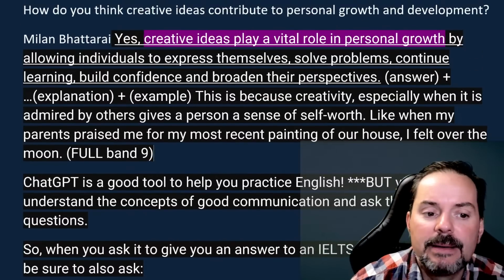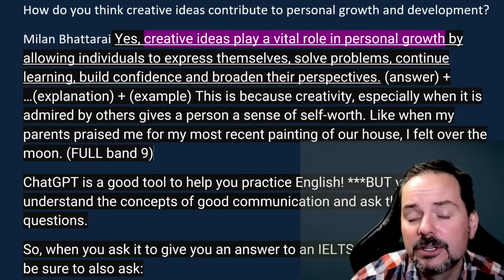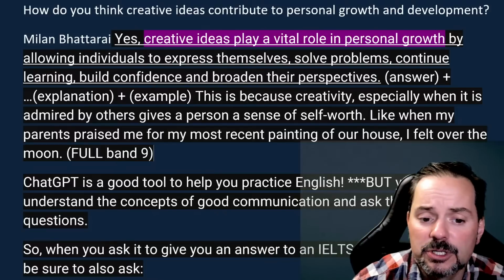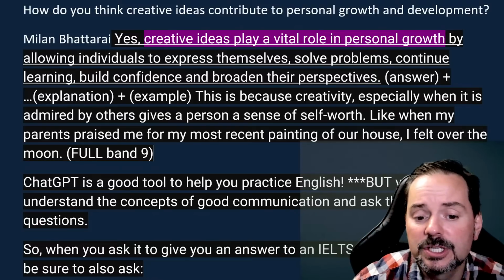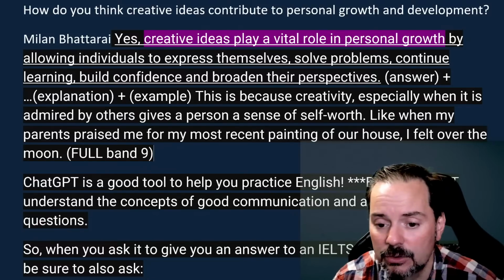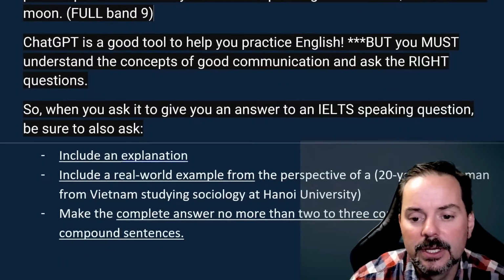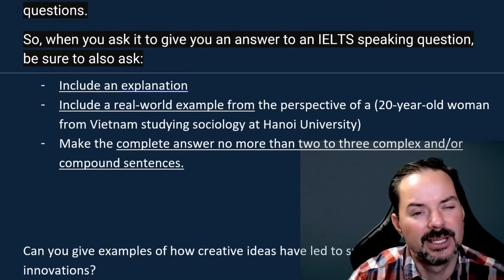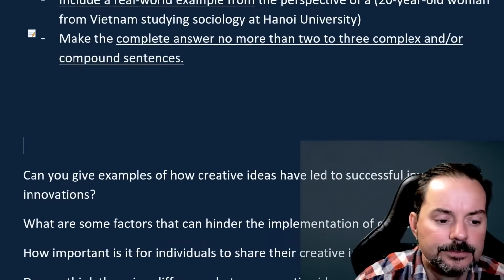So this would be a band 9 response. Creative ideas play a vital role in personal growth by allowing individuals to express themselves, solve problems, continue learning, build confidence, and broaden their perspectives. This is because creativity, especially when it is admired by others, gives a person a sense of self-worth. Like when my parents praised me for my most recent painting of our house, I felt over the moon. Now it makes a lot of sense. An answer on its own is not necessarily sensible. Your listener might still be like, why? All right, here we go.